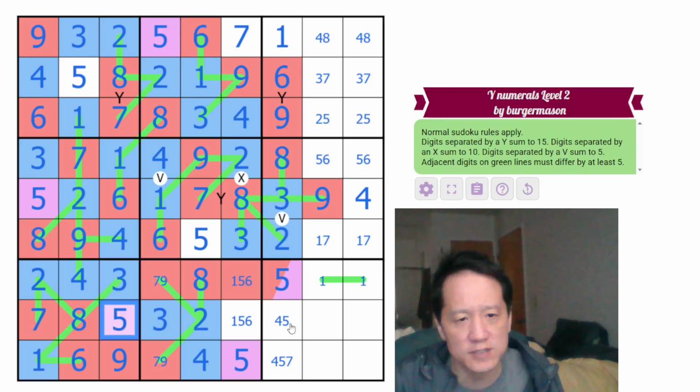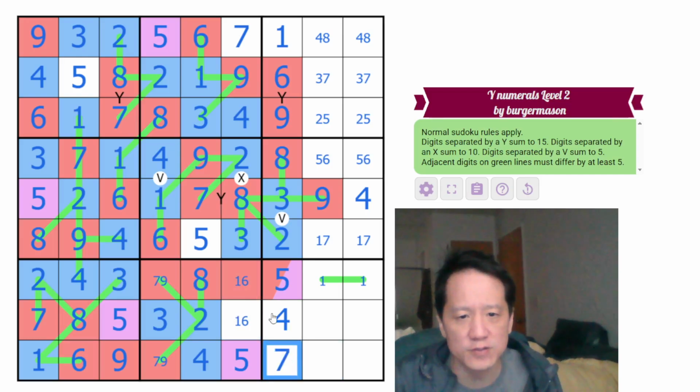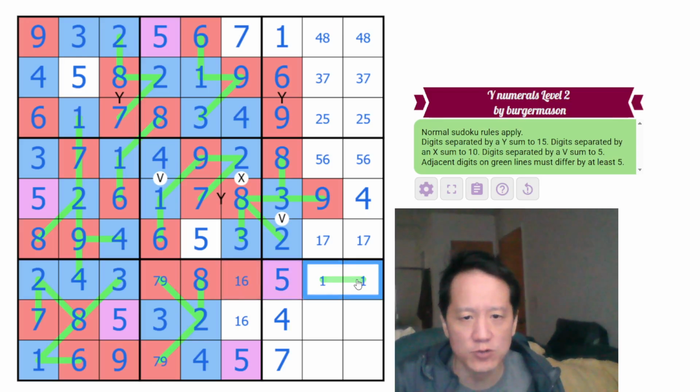This is 9, this is 5. That makes this a 4. These can't be 5 anymore. This can't be 4 or 5, so this is 7. This can't be high. The 1 can't be here because one of these has to be a 1, so this is 6, which makes that a 1.